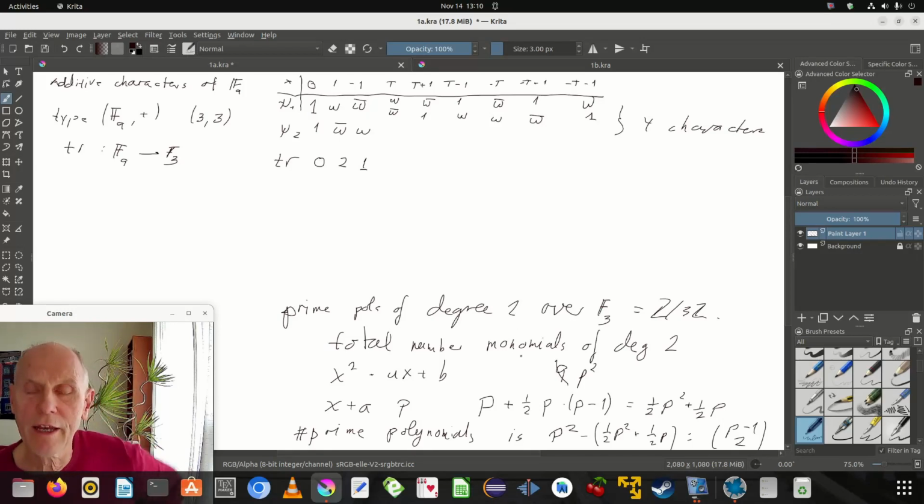And on the other hand, we have p squared elements. Of these, p already lie in the base field. And since it's an extension of order 2, every polynomial will have 2 roots in there, meaning that this is the number of prime polynomials.